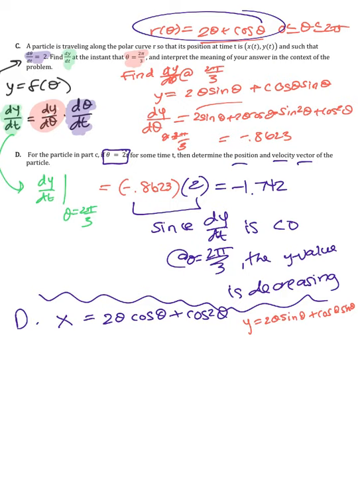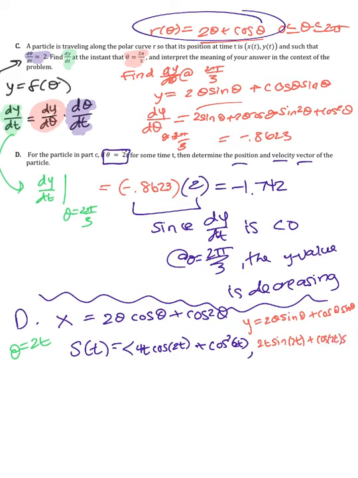And we are now going to find the vector and substitute in the fact that we know that theta is equal to 2t. So we're going to find our position vector by substituting in 2t. If I substitute in 2t for x, I'm going to get 4t cosine of 2t plus cosine squared of 2t. And for my y value, I'm going to get 2t sine of 2t plus cosine of 2t sine of 2t.